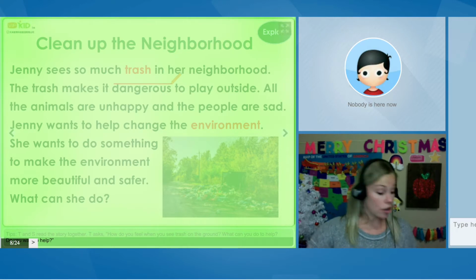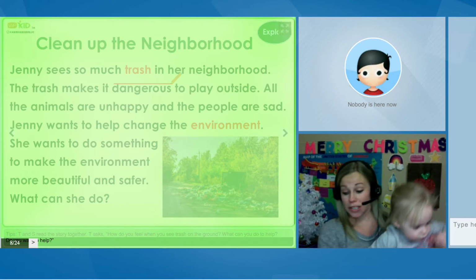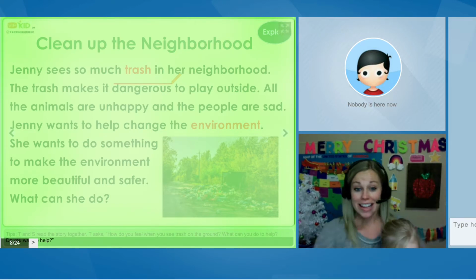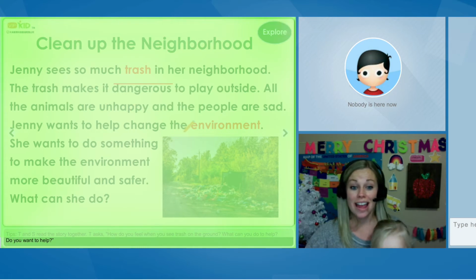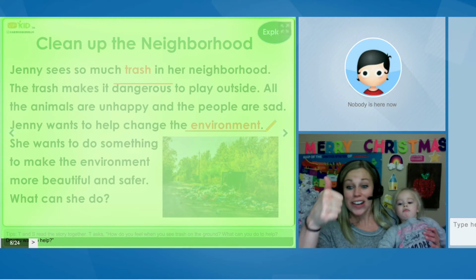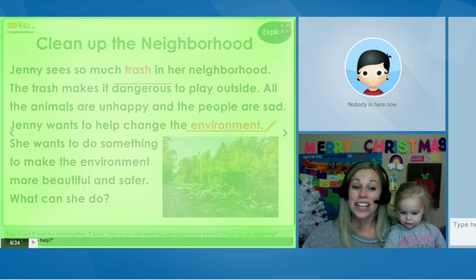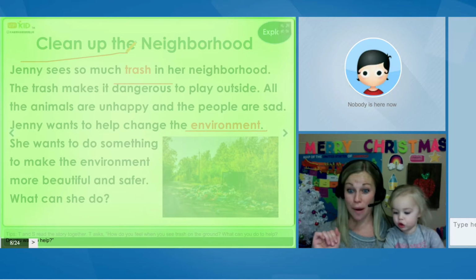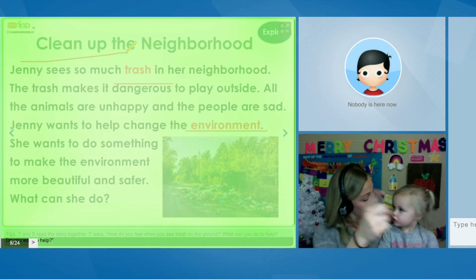Now I'm going to go over this word one more time. So I underline this one. And I might say it if they struggled before. Environment. Good. Ava, can you read this? And I'm underlining to show where I want them to read. Can you read this?